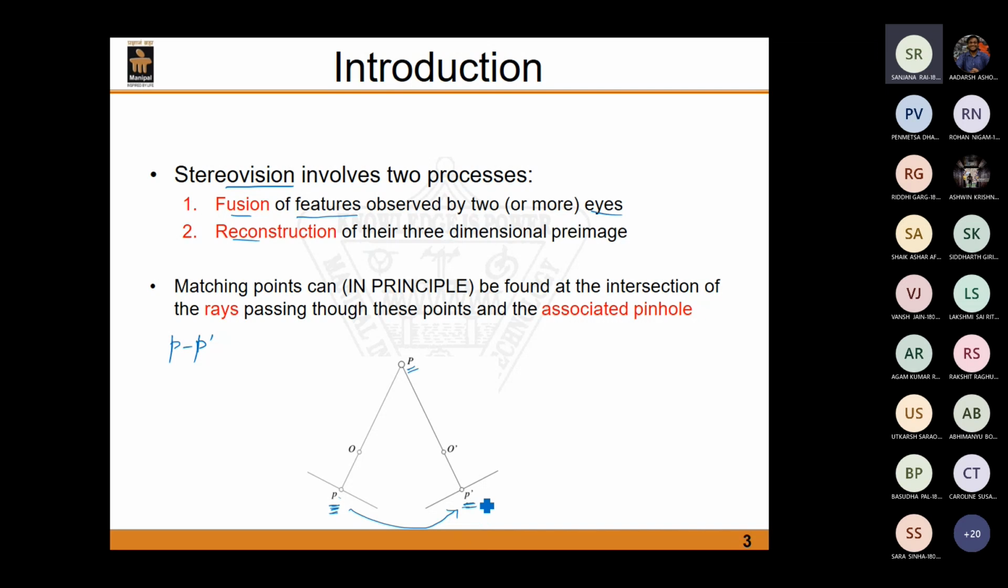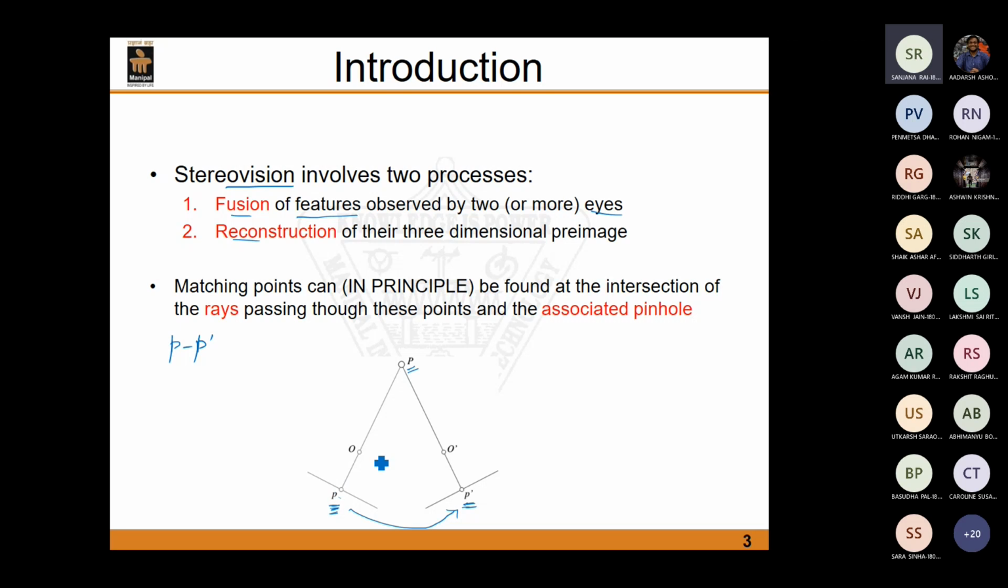Now, once we know the point pairs P P dash, over here, you can just project these, as shown over here, and try to find out the 3D point. So once we have this information, you can just project these and find the 3D point.